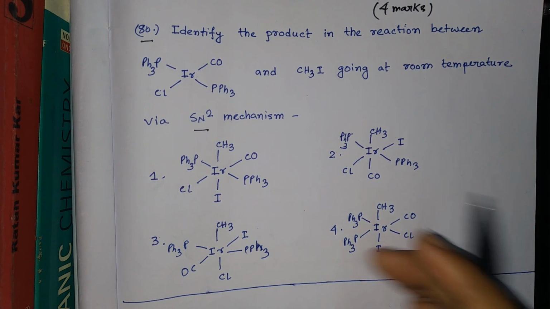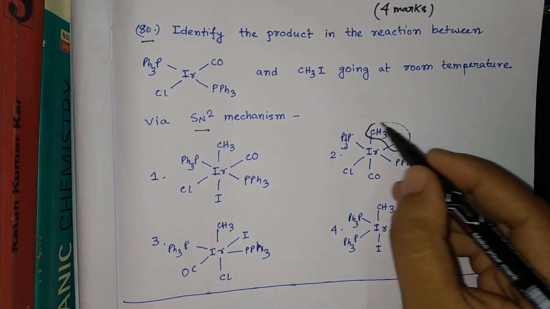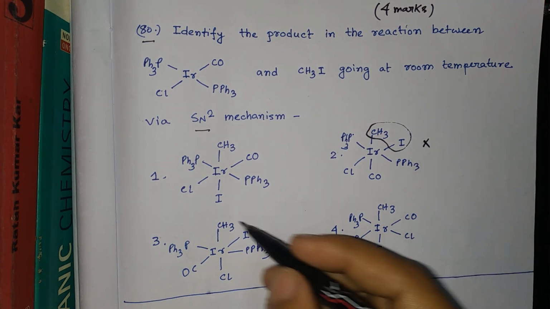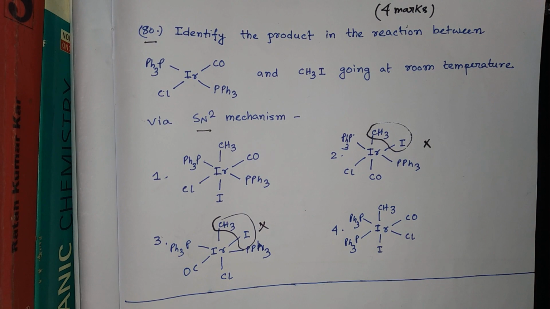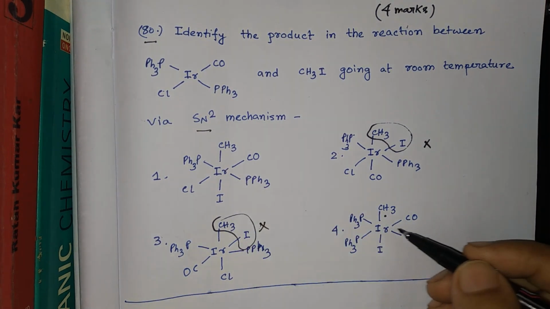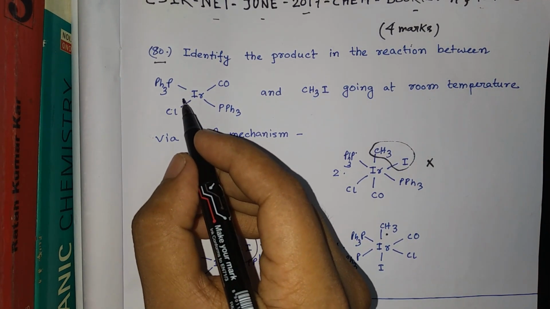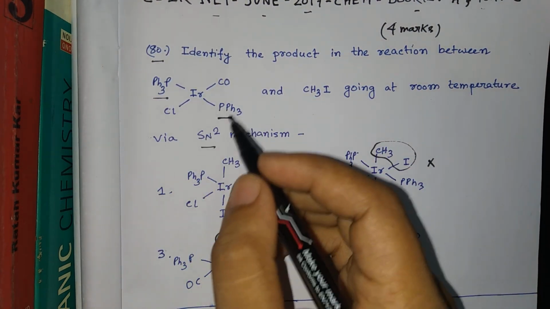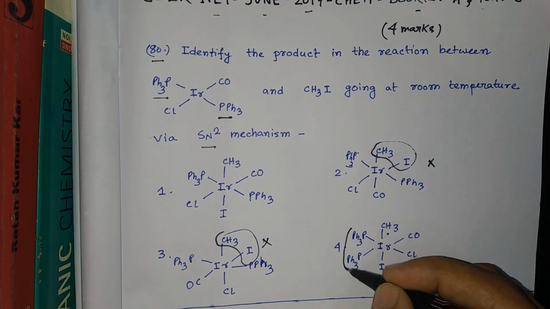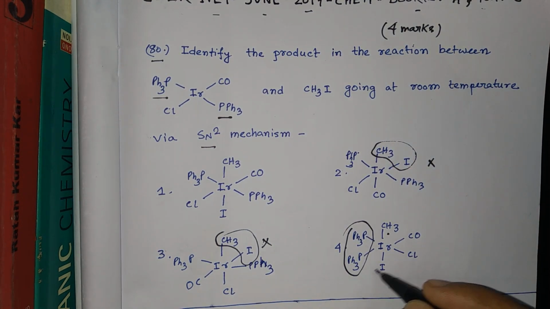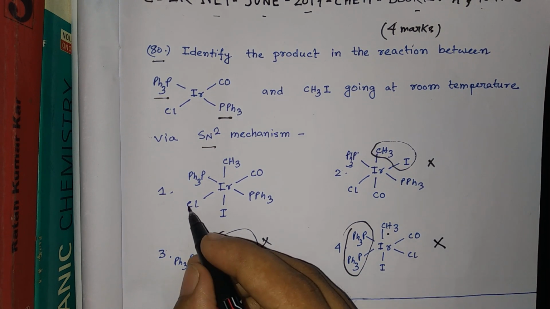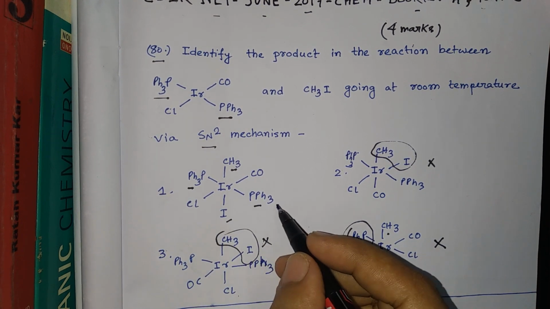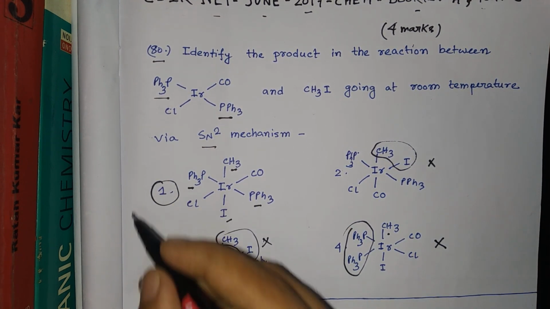Now we will see the options. In the options we can see the CH3 and I in the cis position here, so this is not our correct answer. Here also it is cis, so this is also not the correct answer. Here and here it is trans. But you can see in our starting material the PPh3 are trans, and the position of the PPh3 will not change throughout the reaction, and hence the cis geometry of the PPh3 is not possible. So this is option 1, where the CH3 and I are trans and both PPh3 are trans, and hence this is the correct answer. Option 1 is the correct answer.